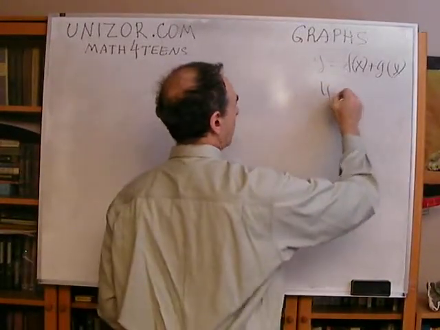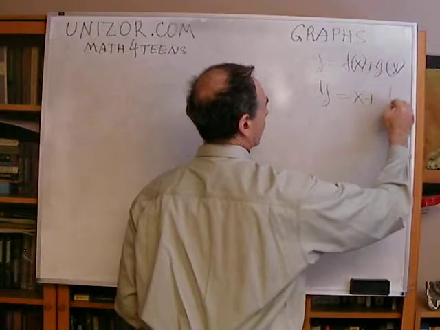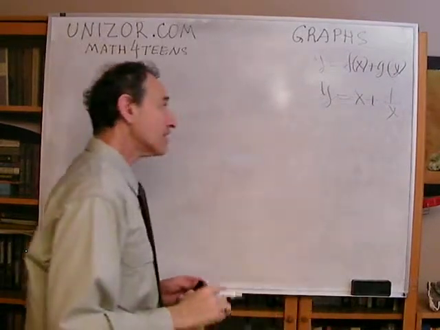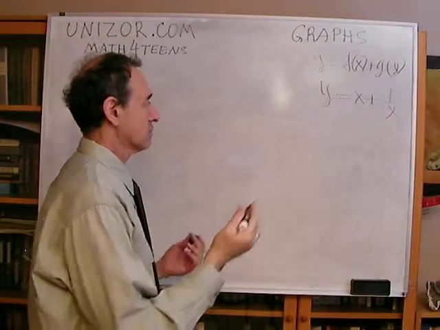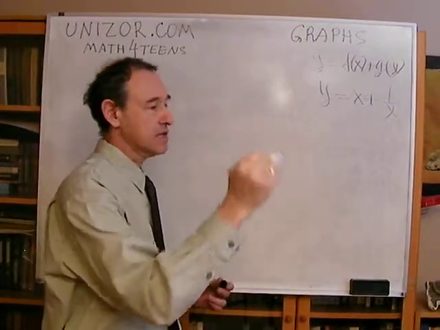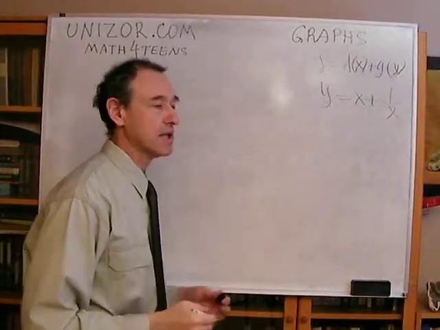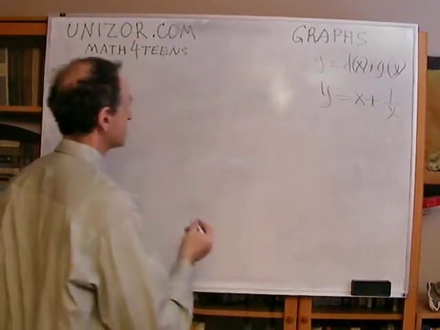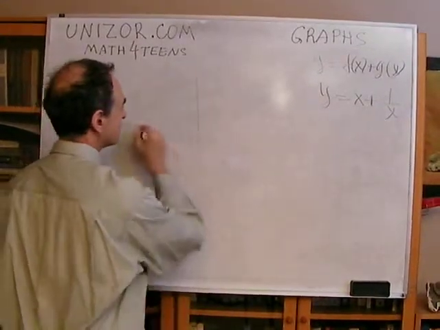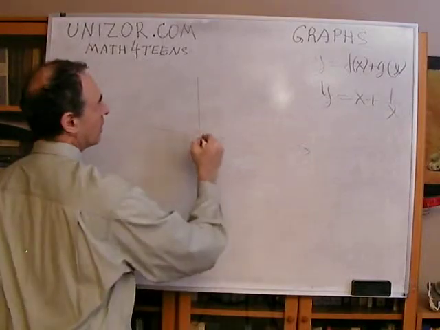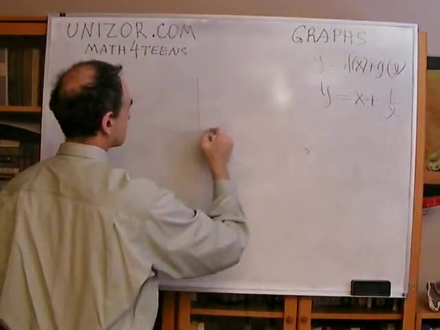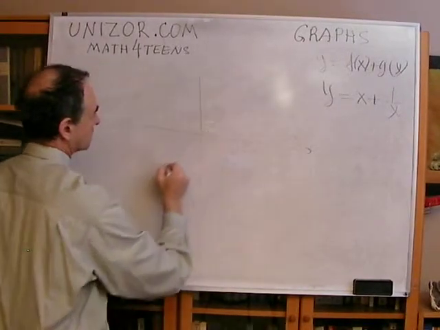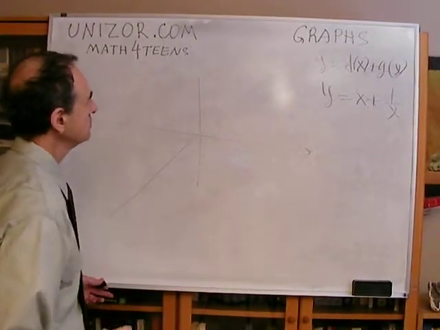Let's say y is equal to x plus 1 over x. Well, it's not that easy to draw it by using some key values and calculating, that's not easy. What's simpler is, let's just add these two functions together. y is equal to x, f of x is one function, and this is a straight line, which goes like this.